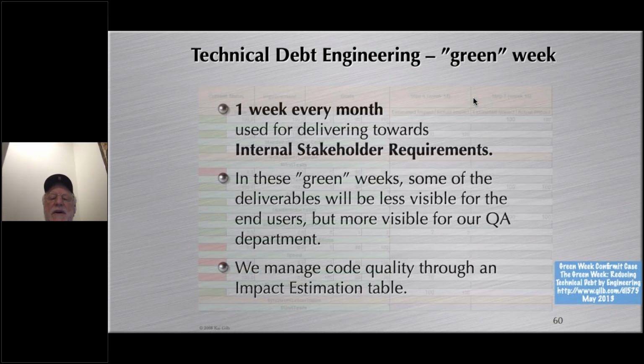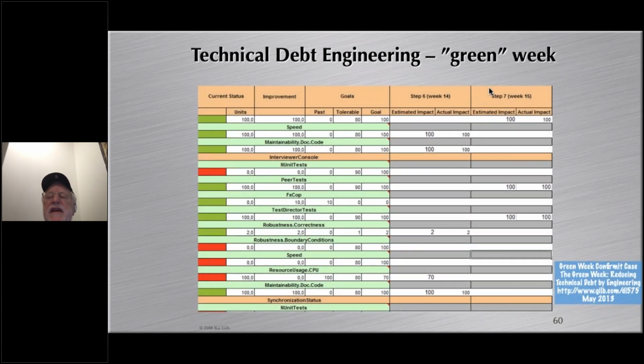So he said, what we did was we used the same method we were using for all the other things, except we defined technical debt as this set of things: speed, maintainability, testing, etc., resource usage, synchronization. And we quantified all these goals. We set goals, and then we used what we call a green week.